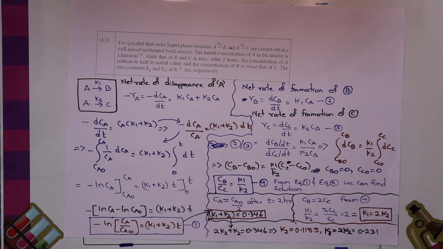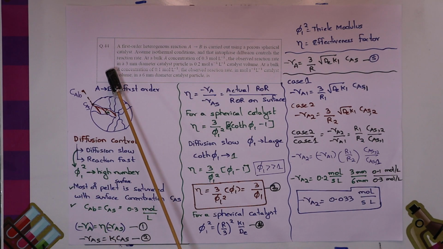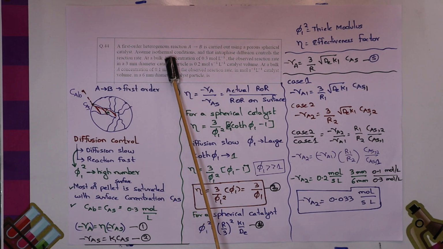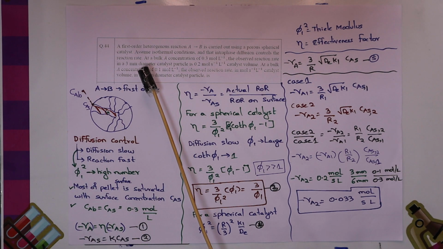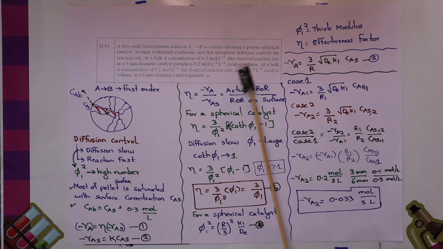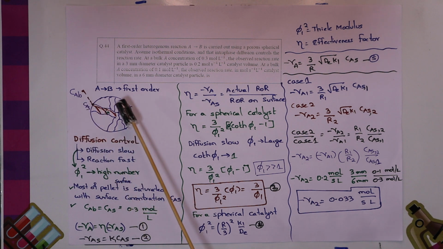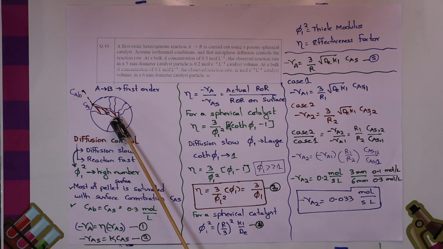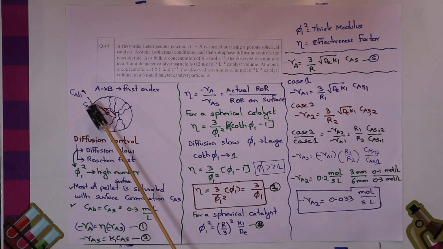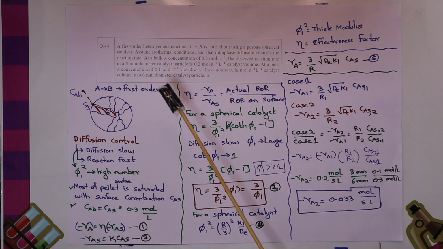Okay, let us move to the next question. It is question number 44. It is given that the first order heterogeneous reaction A gives rise to B is carried out using a porous spherical catalyst. Heterogeneous reactions relate to CRE2. Assume isothermal conditions and that intraphase diffusion controls the reaction rate, because in a catalyst a reactant has to diffuse into the catalyst to get reacted, so sometimes the diffusion controls the process. That means how fast the reactant goes into the catalyst defines the speed of the reaction.